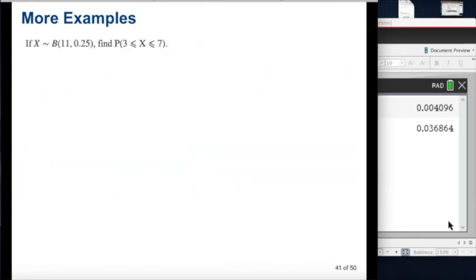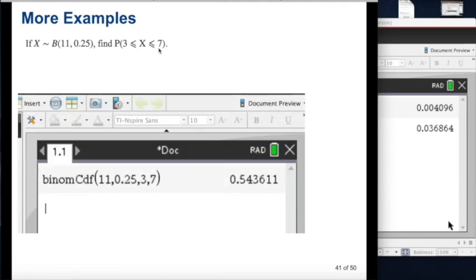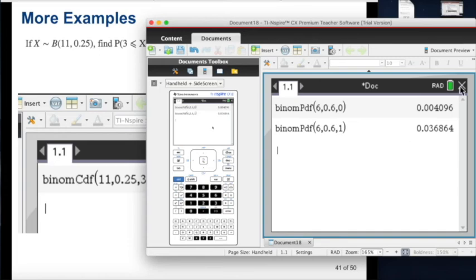Okay, next example. If random variable x is binomially distributed with number of trials equal to 11 and probability of success equal to 0.25, find the probability of 3 is less than or equal to x and x is less than or equal to 7. Right, here I use calculator. Okay, let me just show you this again.